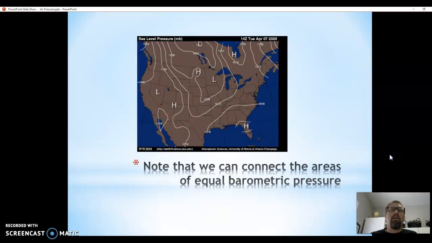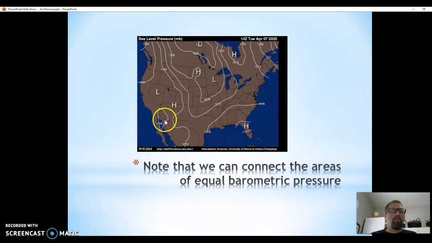All right, so then we would connect those numbers, and here you can see that the numbers that are the same are connected. Again, very similar to making topographic maps, we're connecting all of the areas that have the same pressure. Instead of that being a contour line, here it's called an isobar. Isobar: barometric pressure, iso means same, isobar.